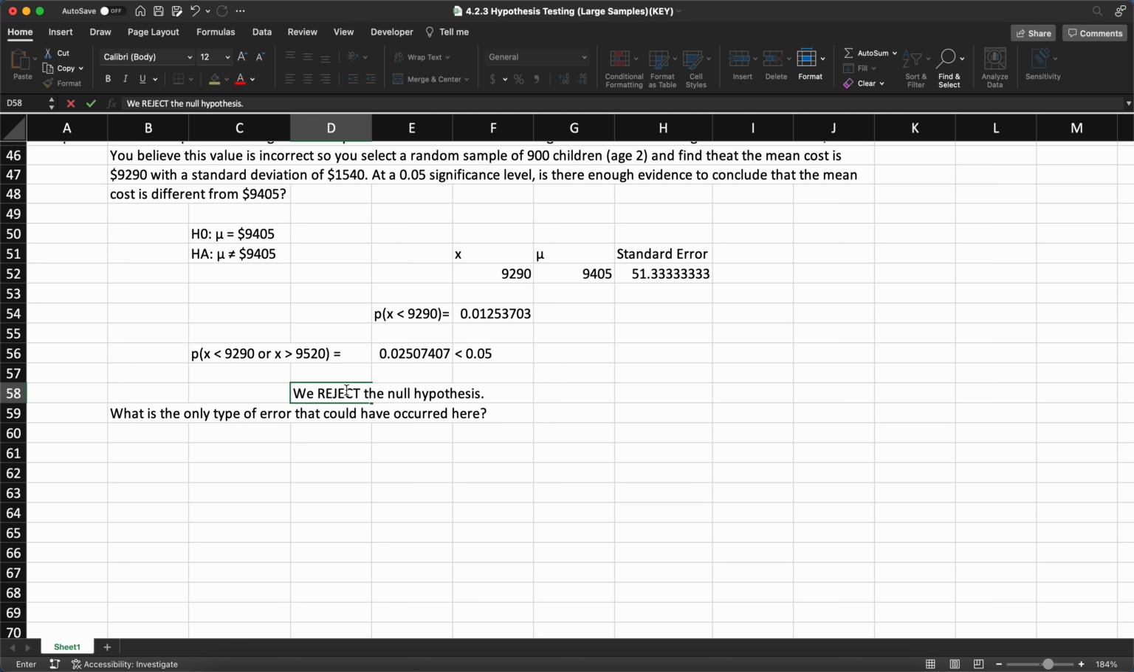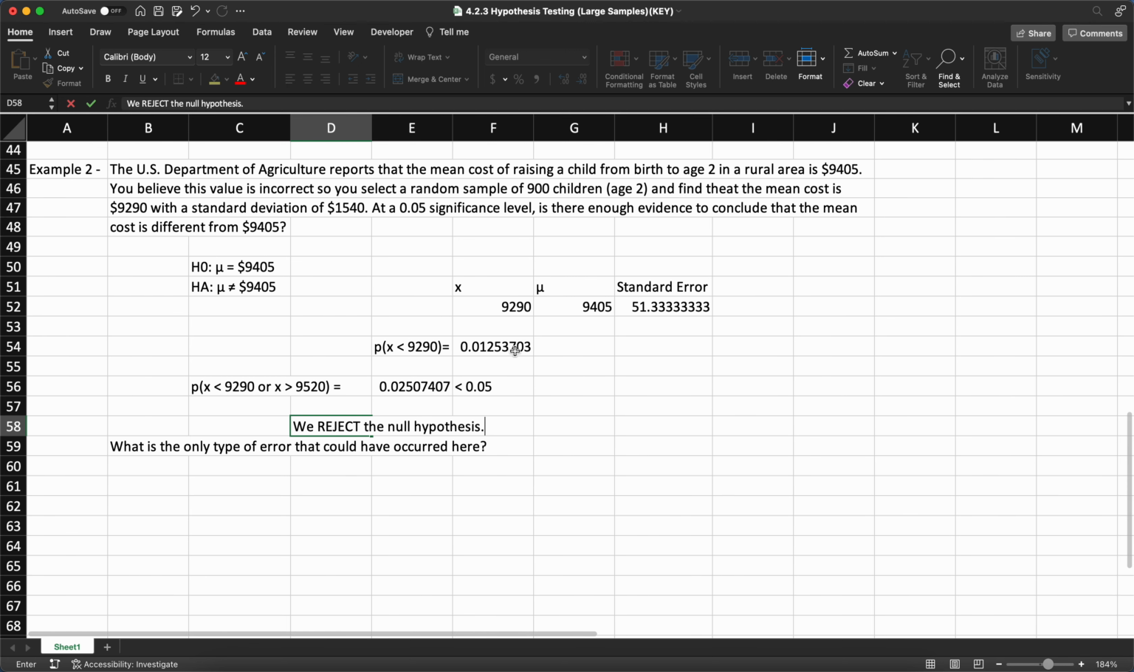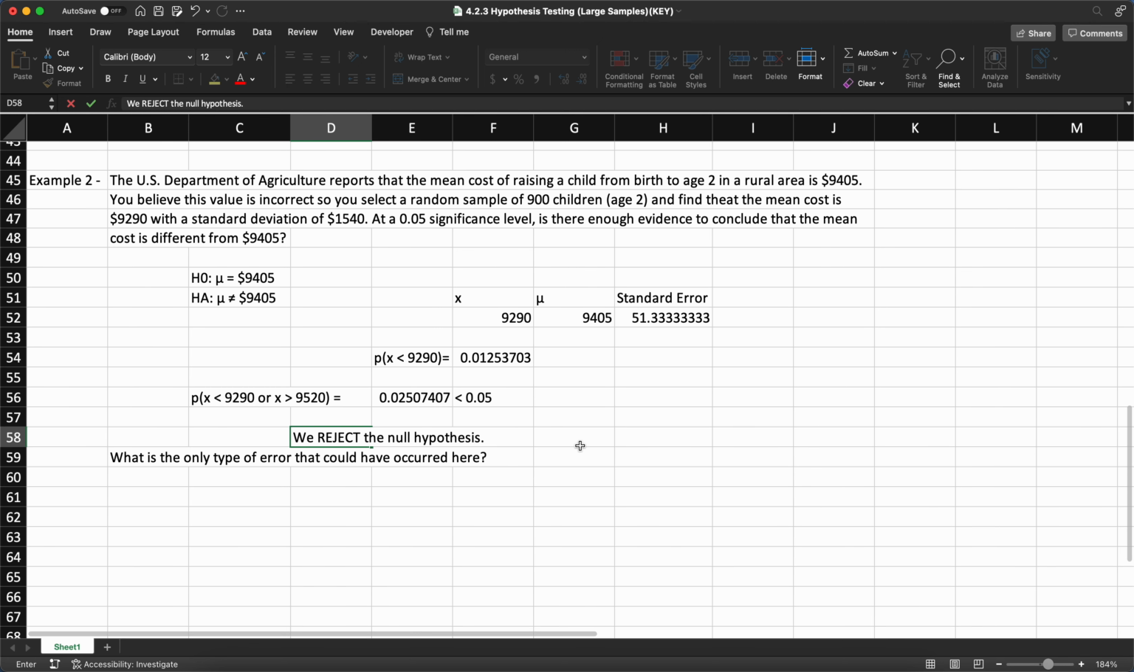Now, those are two different statements, okay? You can reject the null hypothesis without saying that the alternative hypothesis is true. All we're saying now is that, you know what? I think maybe the historical mean that we've had is no longer the historical mean, and that's okay. So we're rejecting the null hypothesis.